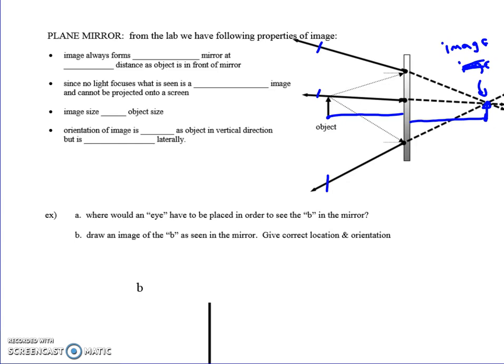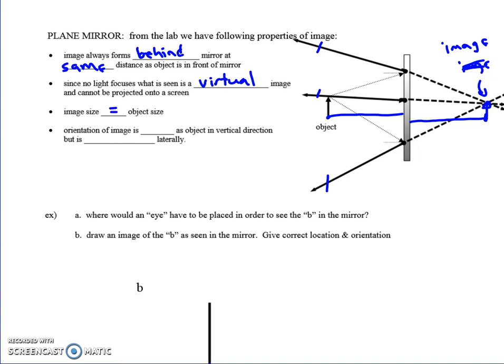So to summarize, an image always forms behind the mirror at the same distance as the object is in front of the mirror. That's an important point to remember. Since the light focuses, what is seen is a, you guessed it, virtual image and cannot be projected onto a screen. The image size is equal to the object size.